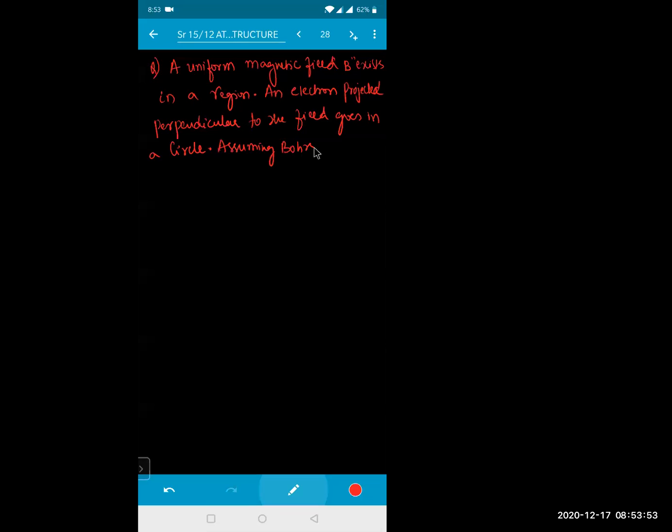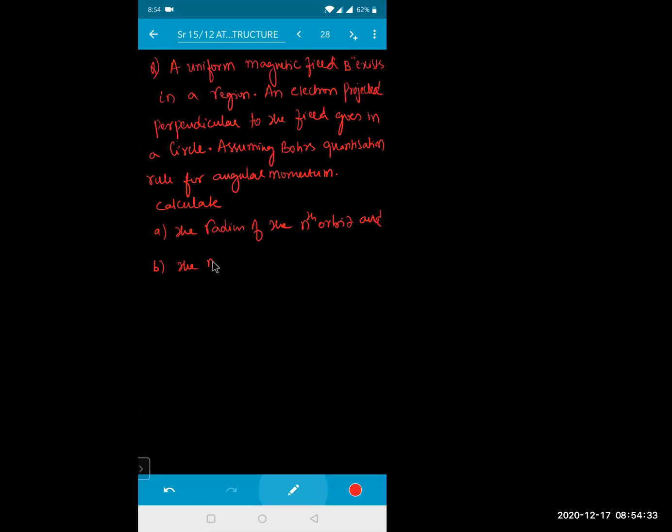Bohr's quantization అంటే సెకండ్ పోస్టులేట్ మళ్ళా Bohr's quantization rule for angular momentum, calculate number A, the radius of the nth orbit, and number B, the minimum possible speed of the electron.